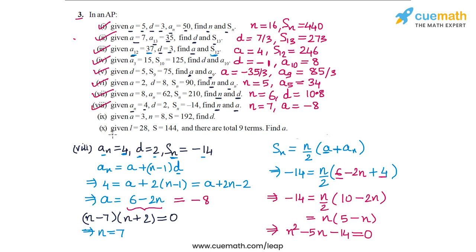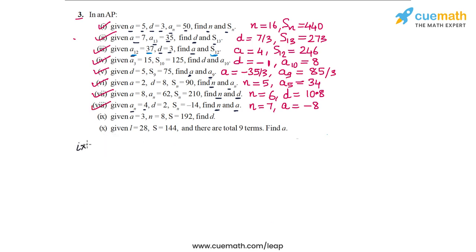Now let's go to part 9. In part 9, we are given that a is equal to 3, the first term is 3, n, the number of terms, is 8, and S, which must be the sum of these 8 terms, is equal to 192, and using this information we have to find d, the common difference. So let's use the formula S is equal to n by 2 times 2a plus n minus 1 into d, because we have all the parameters. We have n, we have S, and we have a, and all we need to do is find d. So let's plug in the values.